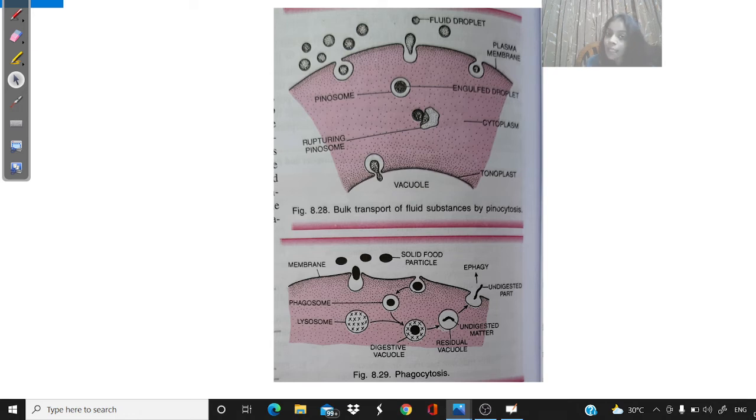Phagocytosis. This one is phagocytosis, the lower one. This is the cell membrane. Suppose this is the membrane of amoeba. A solid food particle is near to the amoeba cell. What happens is, certain proteins are found very close to the membrane, and those proteins are called actin myosin. Now students, we have learned that actin and myosin are proteins which help in muscle contraction.